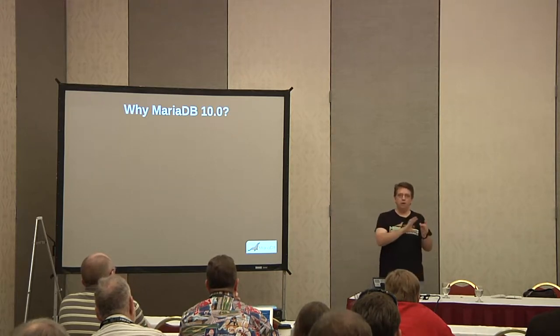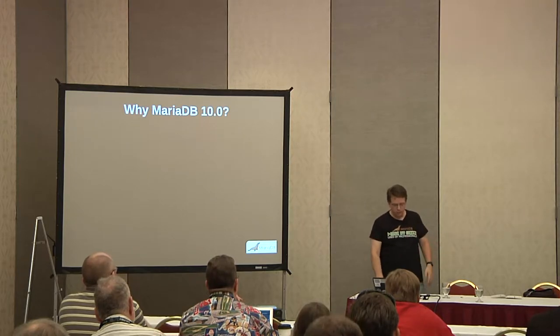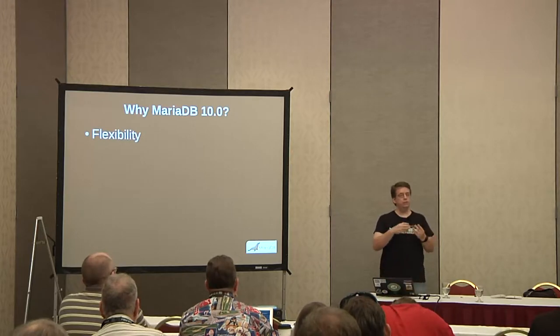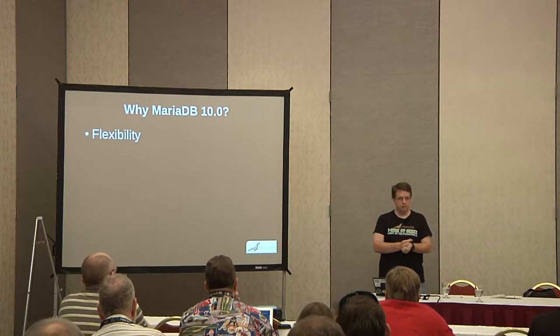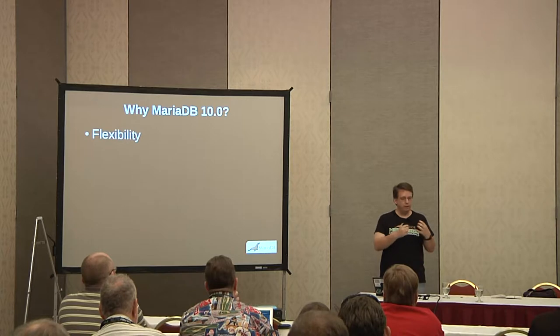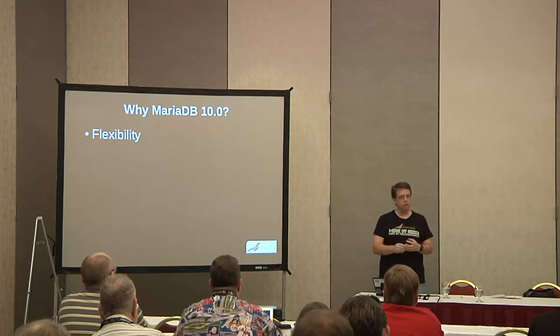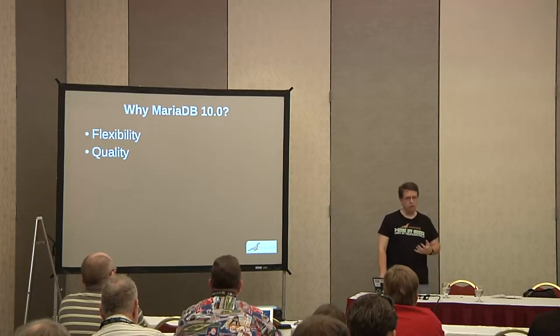why are we changing, instead of following the Oracle version number? I think that it boils down to four main things. We want the flexibility. We want to be able to release bug fixes on our own timetable and not be tied to someone else's timetable. We want to be able to release new features, new enhancements, without having to wait. When something's been improved and is ready for wide use, we want to be able to release it. So the flexibility is very important.